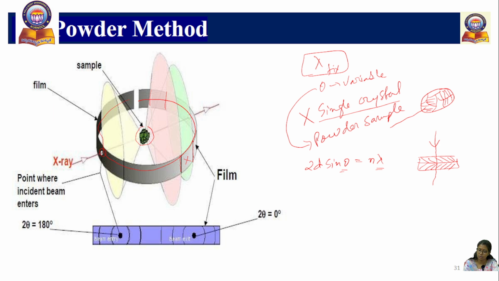So from the source it is known, lambda is known. Okay, now d is variable here. Why d is variable? Because we are using a powder sample, we are not using a single crystal. Theta is also variable again, because we are using a powder sample. So how are we going to find theta? Very simple way. Let us recall this one.